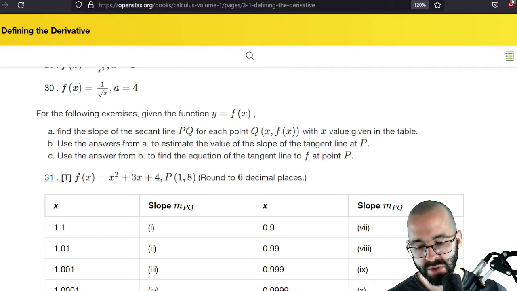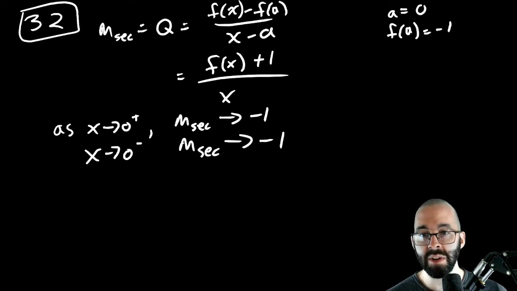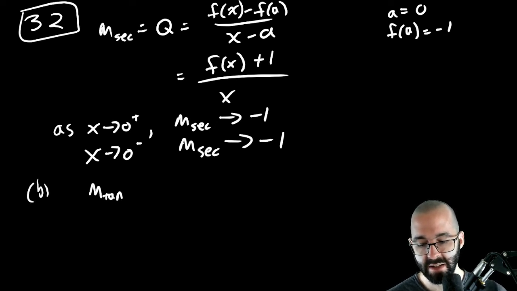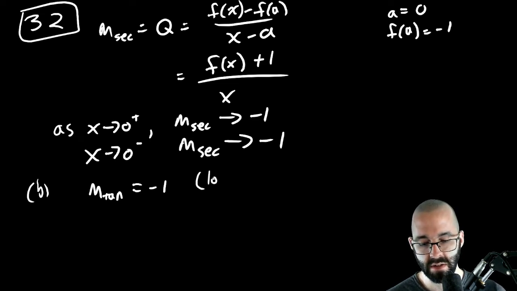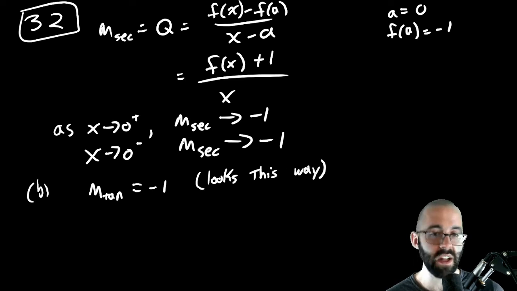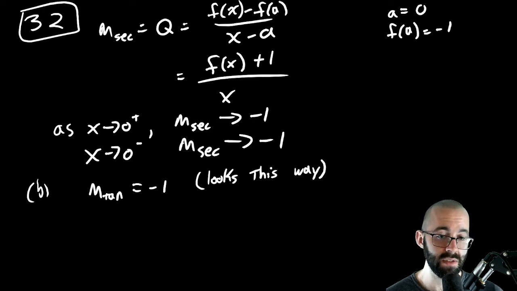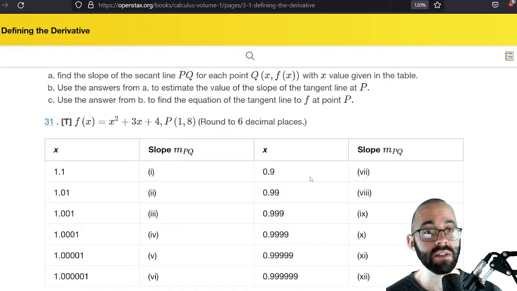So we found all these slopes. I'm not making you write down every single one. Estimate the value of the slope of the tangent line. Well, if the secant line has a slope that's approximating negative 1, then in part B we'll say the slope of the tangent line seems to be negative 1. This is not a proof. We're using tables. We haven't calculated that this limit equals negative 1. We're saying it looks this way.